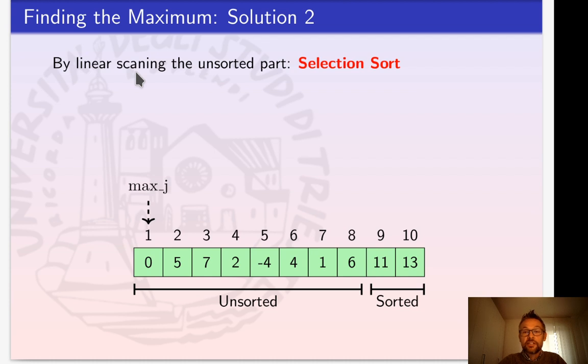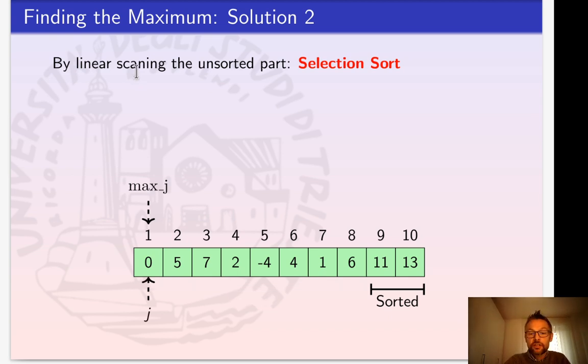Okay, so the idea is to scan all the unsorted part of the array, try to find the position in which we have the maximum element among the unsorted elements, and then at the end I swap it with the last position of the unsorted part of the array. So let's see. We start from the very beginning of the array. At the beginning the maximum of the elements would be in position 1.